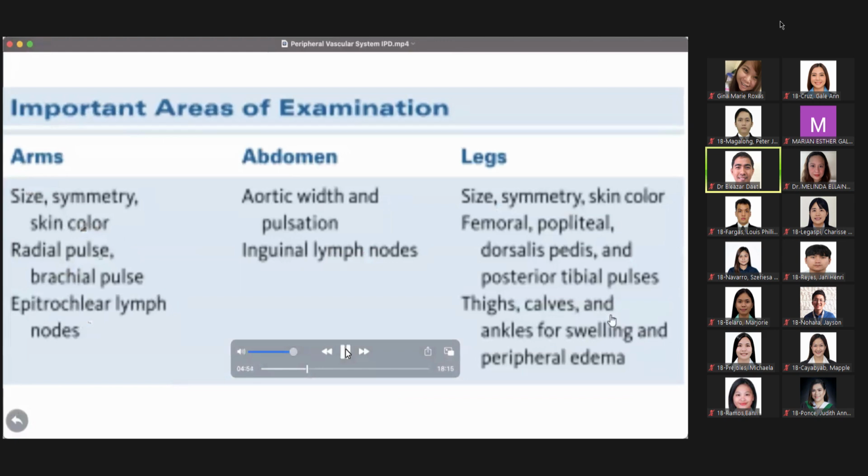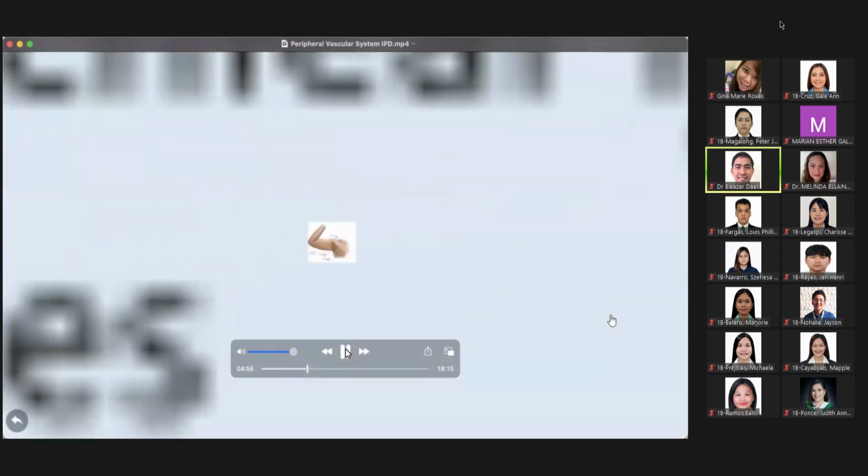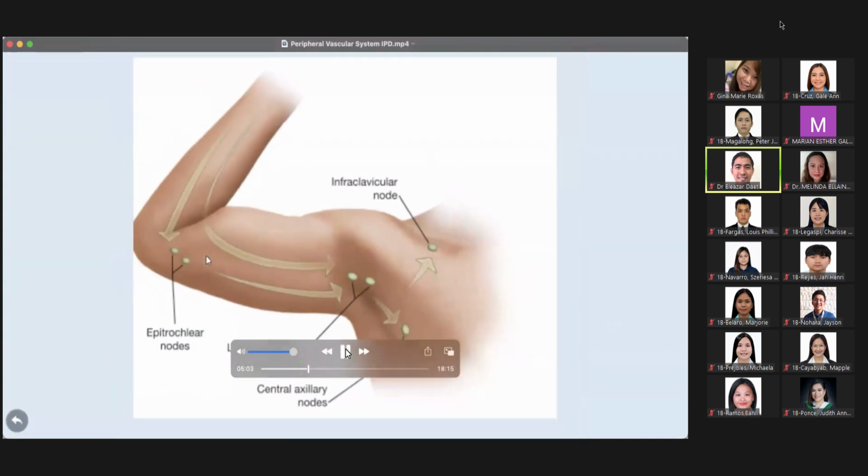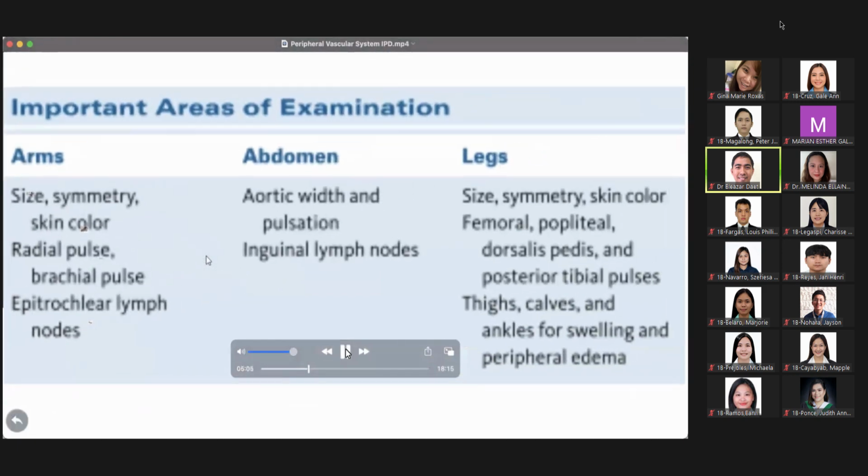Next we need to check the epitrochlear lymph nodes, which can be located here, or the possible presence of cellulitis or possible lymphedema.